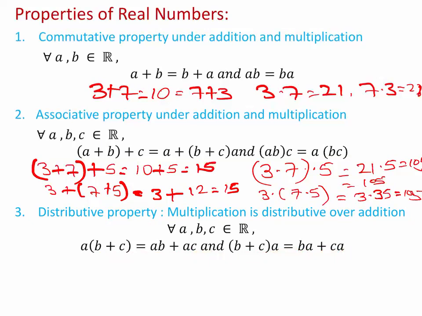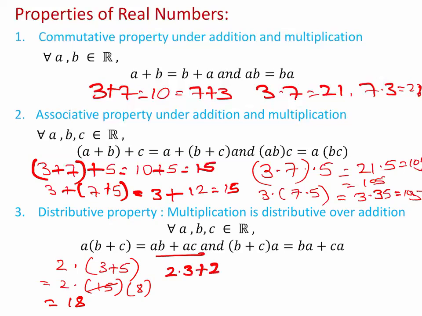You can give an example for this. So 2 times (3 plus 5) is 2 times 8, so that is 16. And the same thing can be done in this way, that is the RHS, where 2 times 3 plus 2 times 5 is 6 plus 10, so that is also equal to 16.